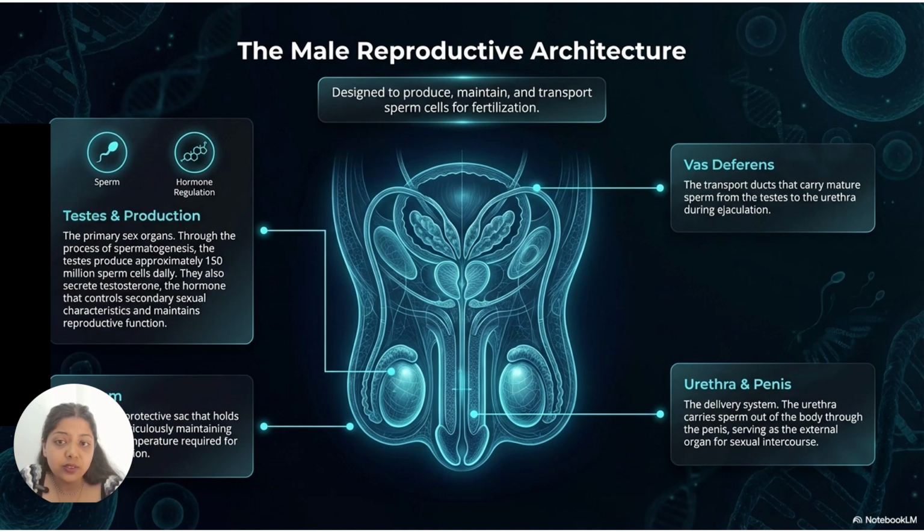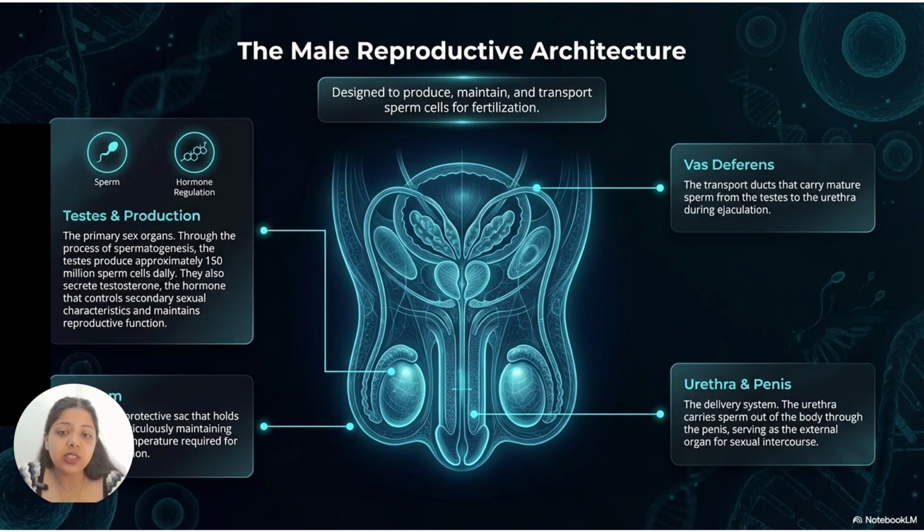Now, the male reproductive system is specially designed to produce and deliver sperm cells. The testes are responsible for producing sperm and the hormone testosterone. The scrotum protects the testes and helps maintain the correct temperature needed for sperm production.